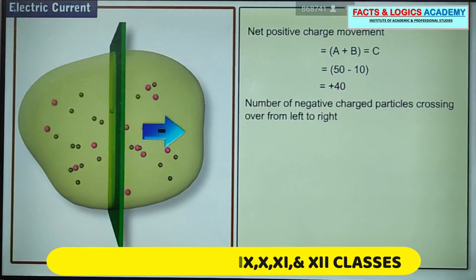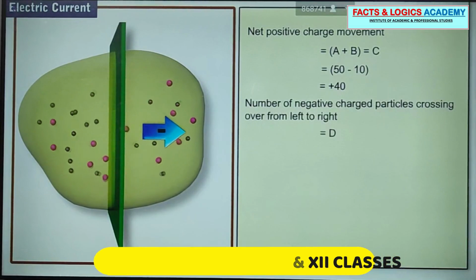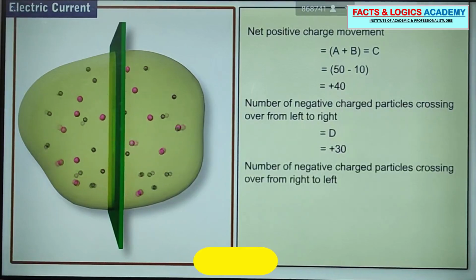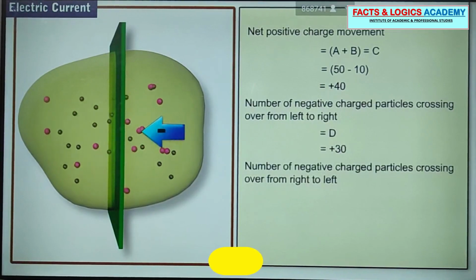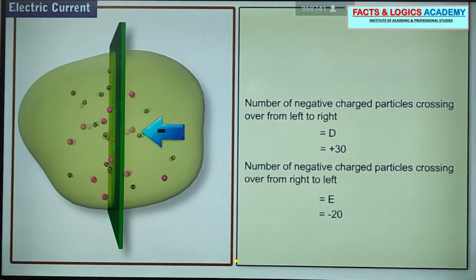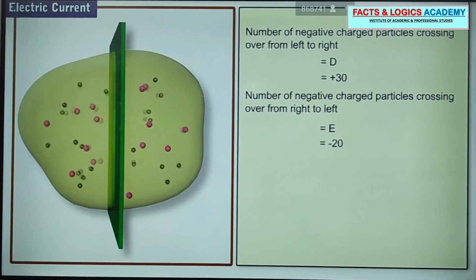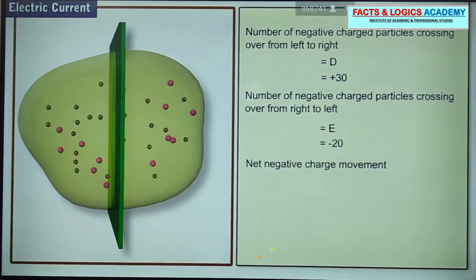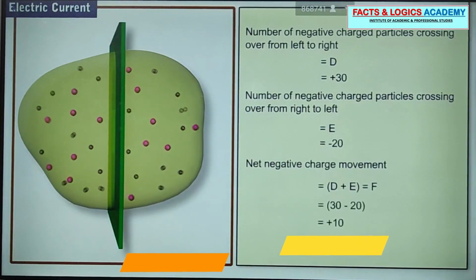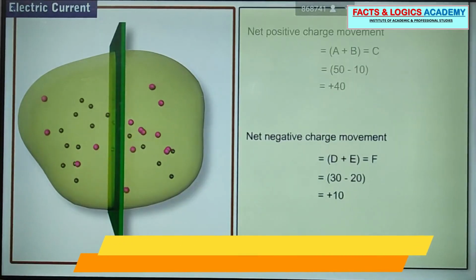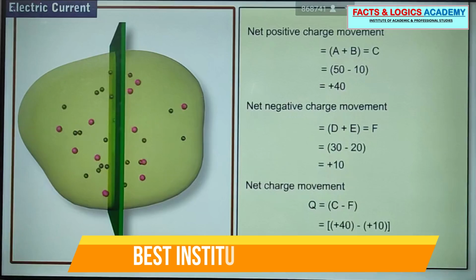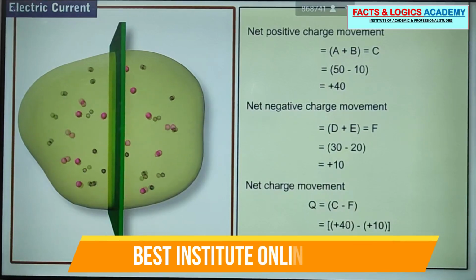The number of negative charged particles crossing over from left to right is equal to D, which is equal to plus 30. The number of negative charged particles crossing over from right to left is equal to E, which is equal to minus 20. The net negative charge movement is equal to D plus E is equal to F, which is equal to plus 10. The net charge movement Q is equal to C minus F, which is equal to 30.